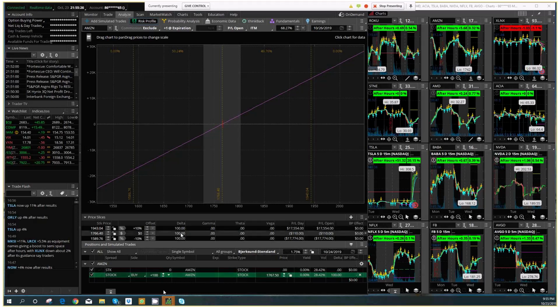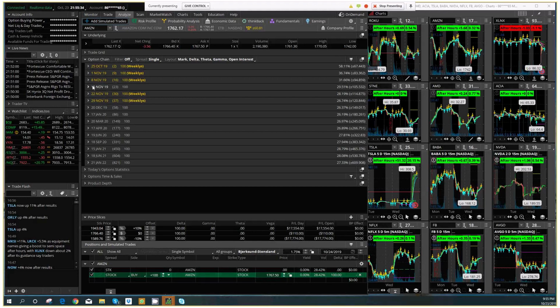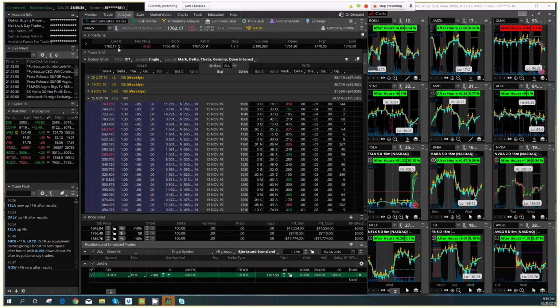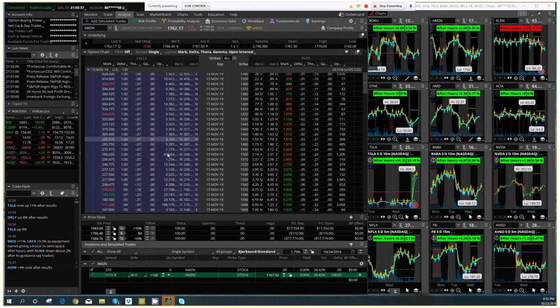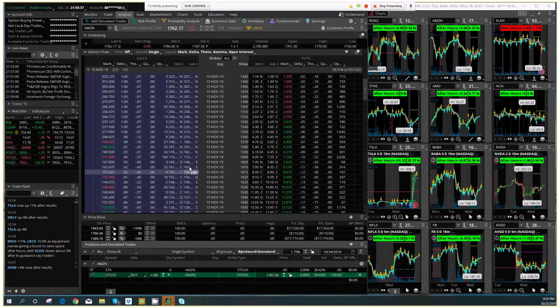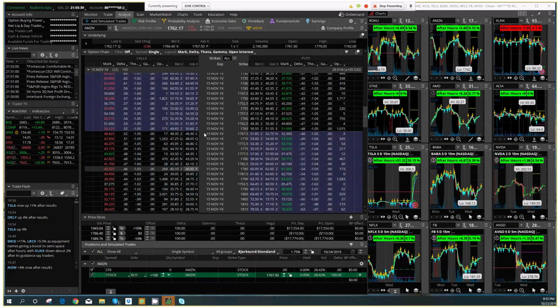The delta is 1 to 1. And there's no theta, there's no gamma, there's no vega because it's stock. Okay, so we're going to compare that to a call. If I buy a call, 1765, let's say roughly. Okay, I'm going to unhighlight this risk profile.